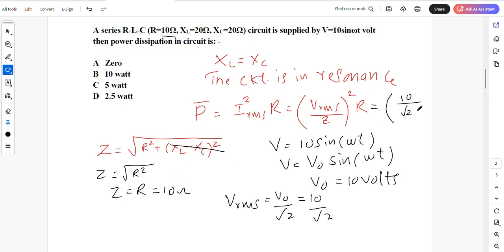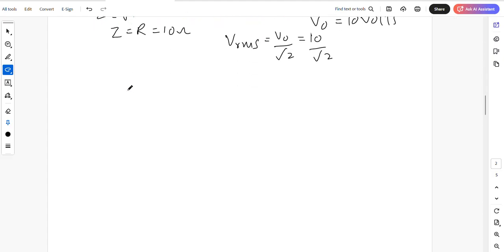Now substitute here. V RMS is 10 by root 2, and Z is equal to 10 only. So 10 by root 2 divided by 10, the whole square, into R. R is 10. That is equal to, this 10 gets cancelled, 1 by root 2 is square, so 1 by 2 into 10 is equal to 5 watts, which is the right answer. Power dissipated is 5 watts. Hope you understood this. This is a very easy sum. Now let us do the next sum.